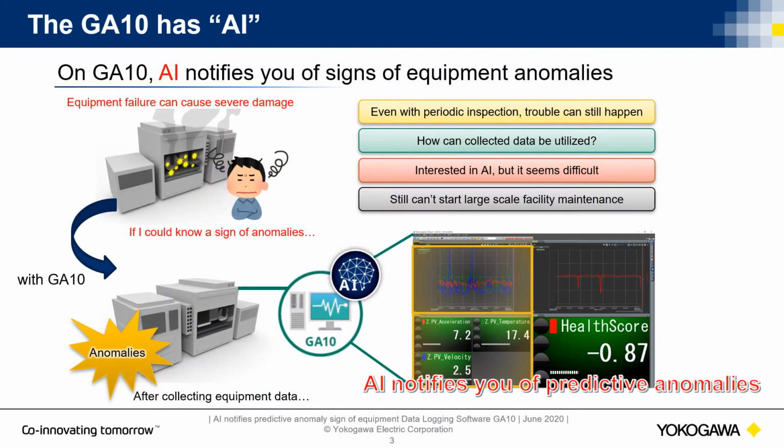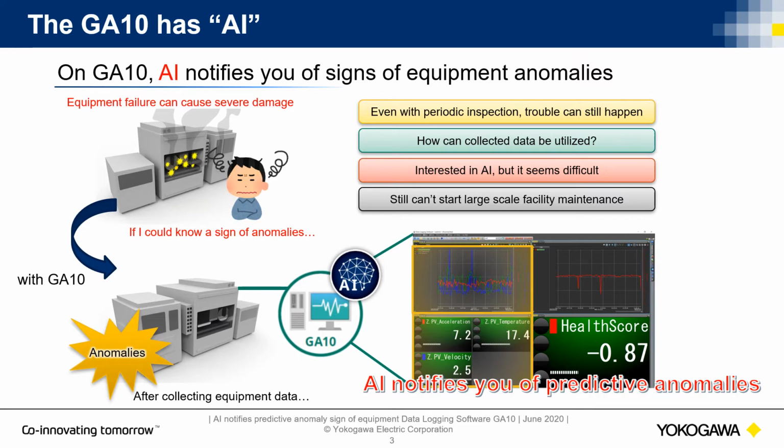Now we have integrated an anomaly detection function on GA10, which is the most suitable AI feature for facility maintenance prediction. Many equipment operate inside a plant, and if trouble happens with any of the equipment, it can stop the production line and cause severe damage. Of course, the factory performs periodic inspections to try to prevent trouble, but problems can still happen suddenly.